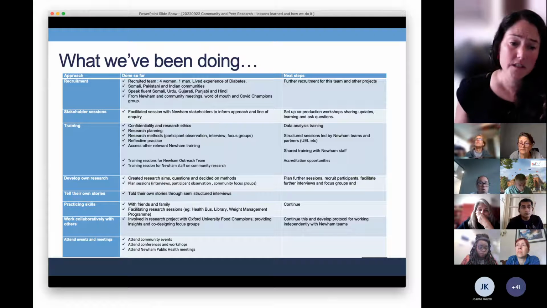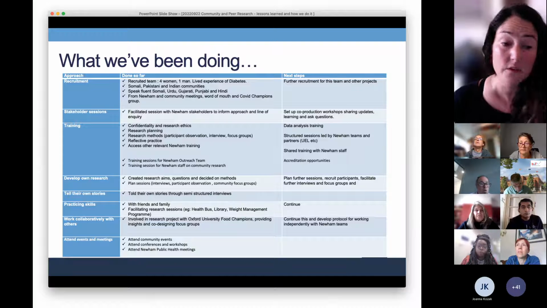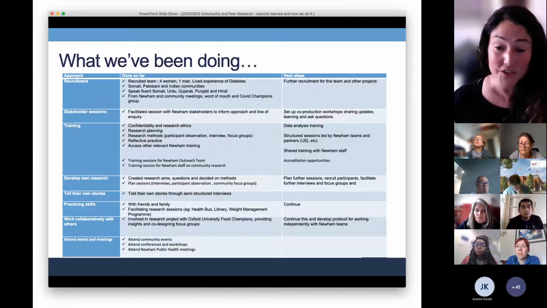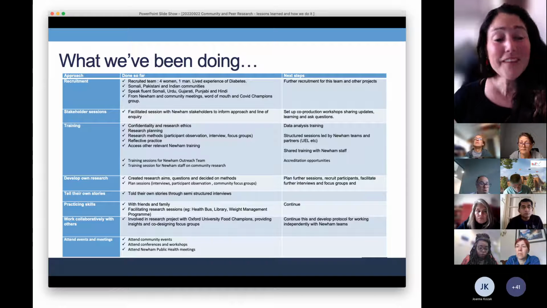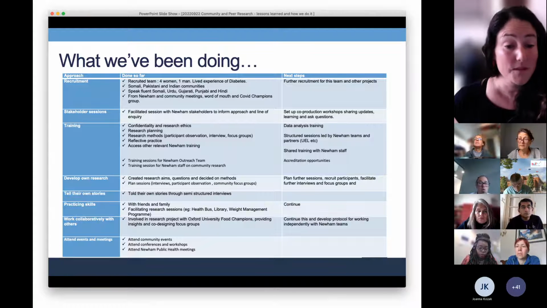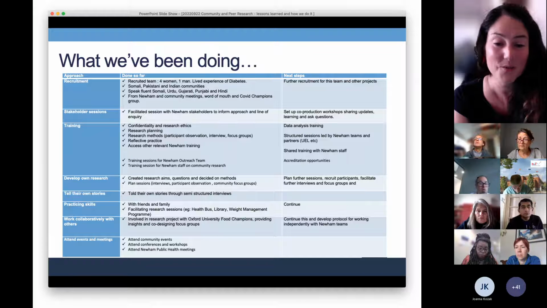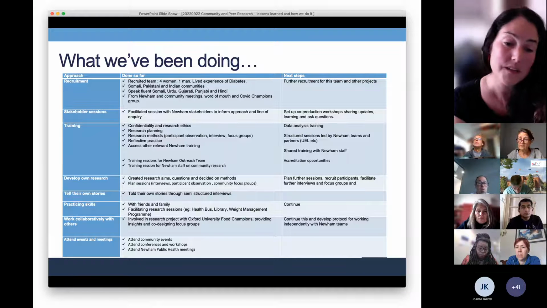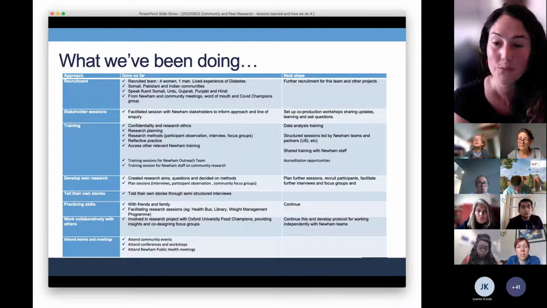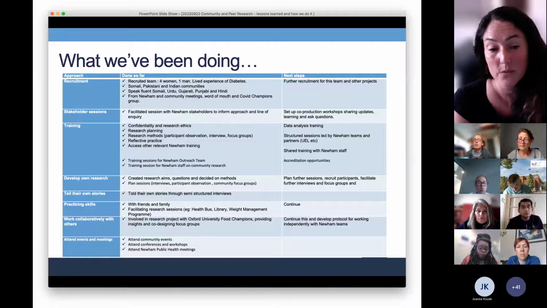The team have worked together to start with creating what our research aims were. They decided on methods, and they planned the sessions. They started by telling their own stories through semi-structured interviews, which is a really important process. They practice skills with their friends and family, and they've been out obviously doing research sessions. So we've been out with the health bus in Newham, to the library, to a weight management programme. We went and did interviews, and they've also been working collaboratively with other groups.